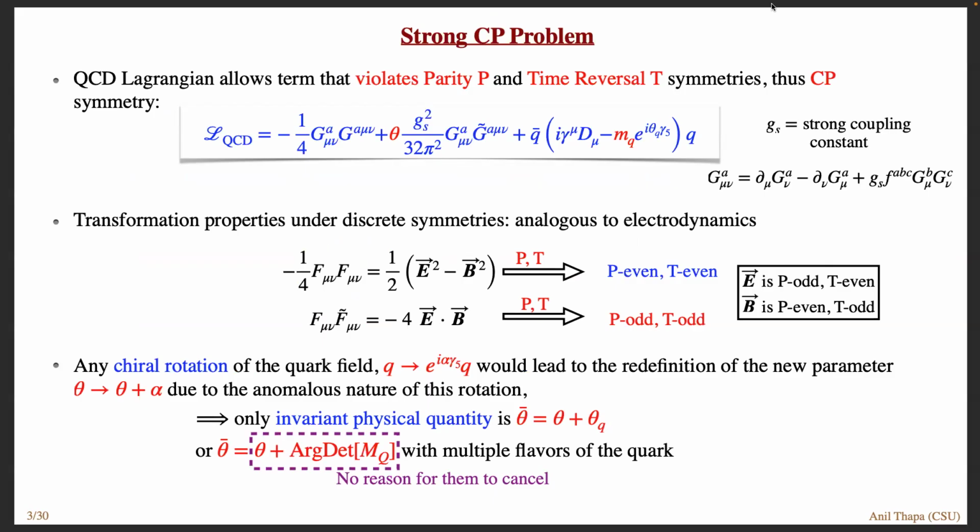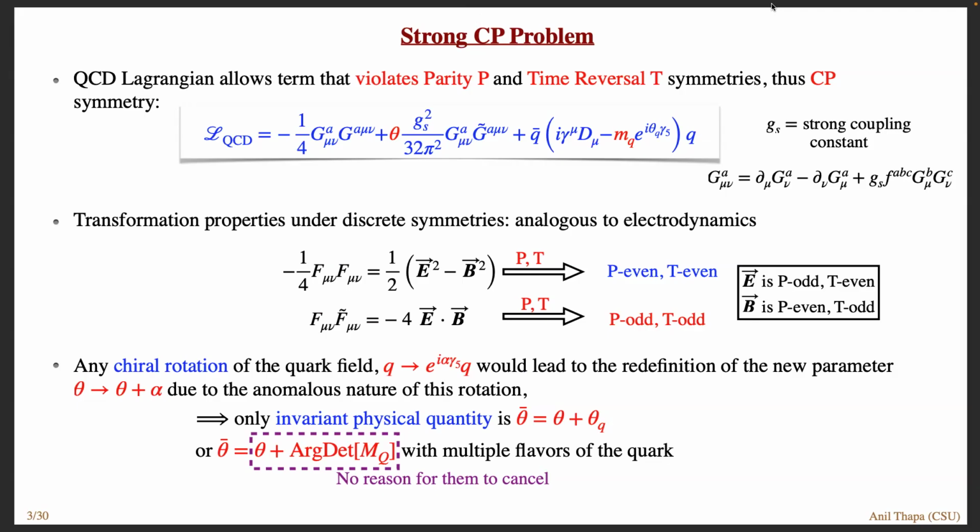You can understand this by analogy to electrodynamics. If you have the usual term, you have E squared minus B squared. E is parity odd and T even. B, the magnetic field, is P even, T odd. And if you have F tilde, which is the dual, you have E dot B, which is both parity odd and time reversal odd.